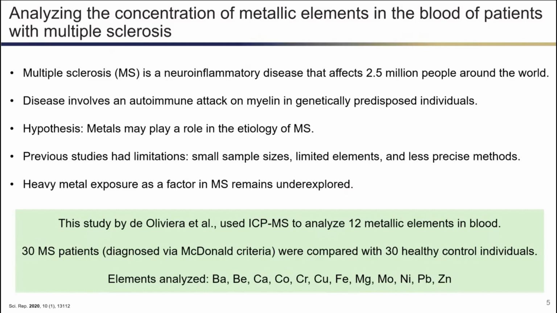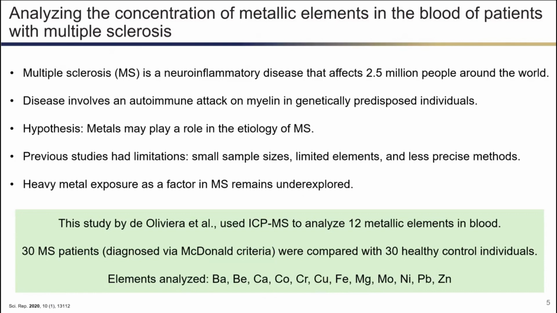For this presentation, I looked at two applications of the ICP-MS, and the first application is analyzing the concentration of metallic elements in the blood of patients with multiple sclerosis. Now, multiple sclerosis, or MS, is a neuroinflammatory disease that affects nearly 2.5 million people around the world. It involves an autoimmune attack on the myelin sheath in genetically predisposed individuals, and the hypothesis that the researchers had in this study is that metals can play a role in the etiology of multiple sclerosis.